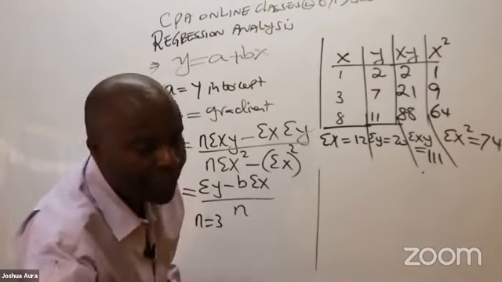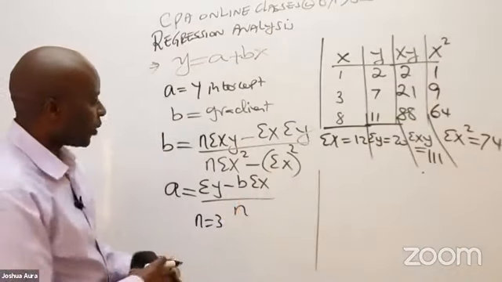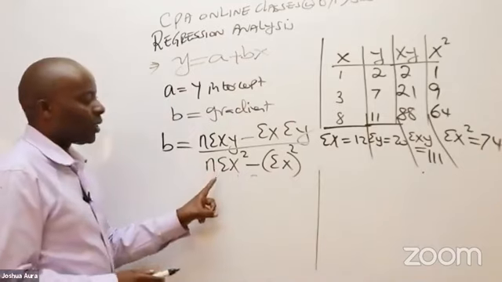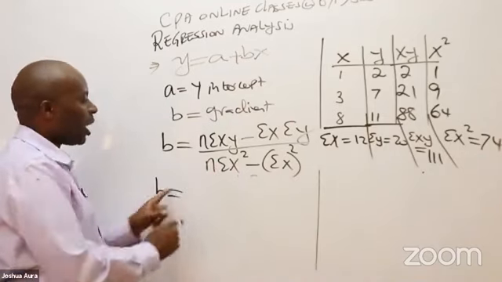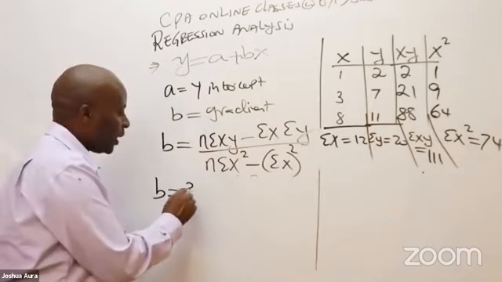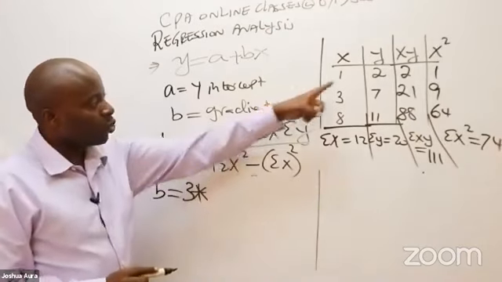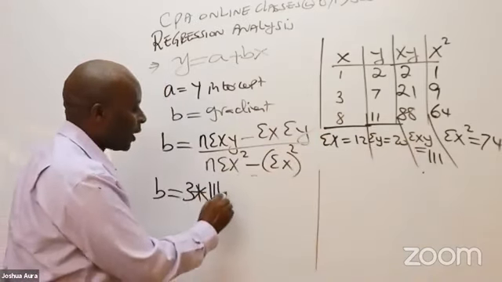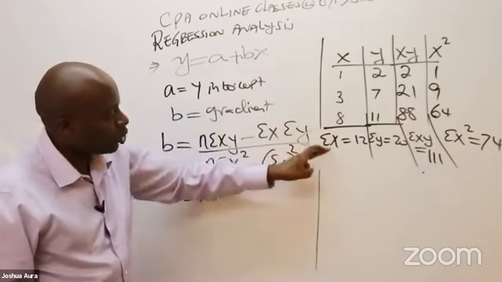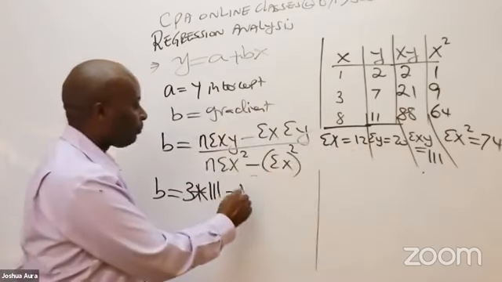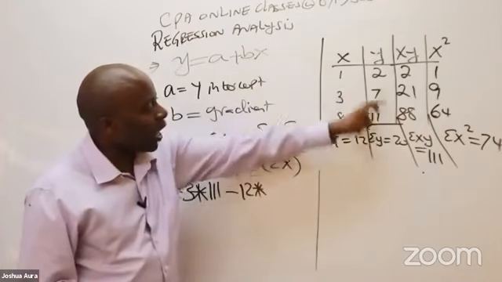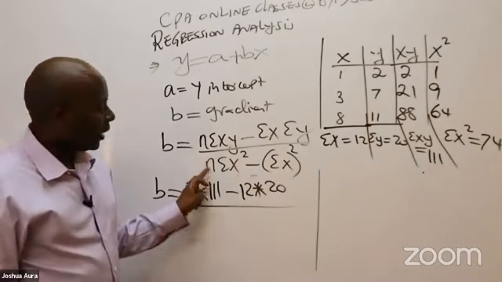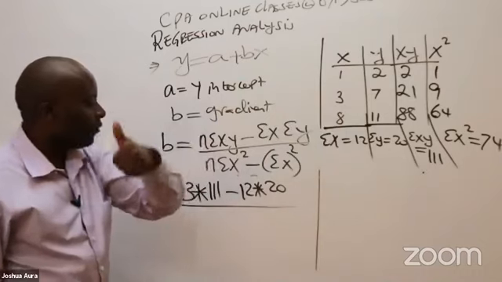Now, ladies and gentlemen, the moment I've gotten those summations very nicely, all that I need to do now is to substitute them here. Our B will be equal to N, which you've just told me is 3, times summations of XY, which is 111, minus summations of X, which is 12, multiplied by summations of Y, which is 20, all over N, the number of points we had already defined, which was 3.